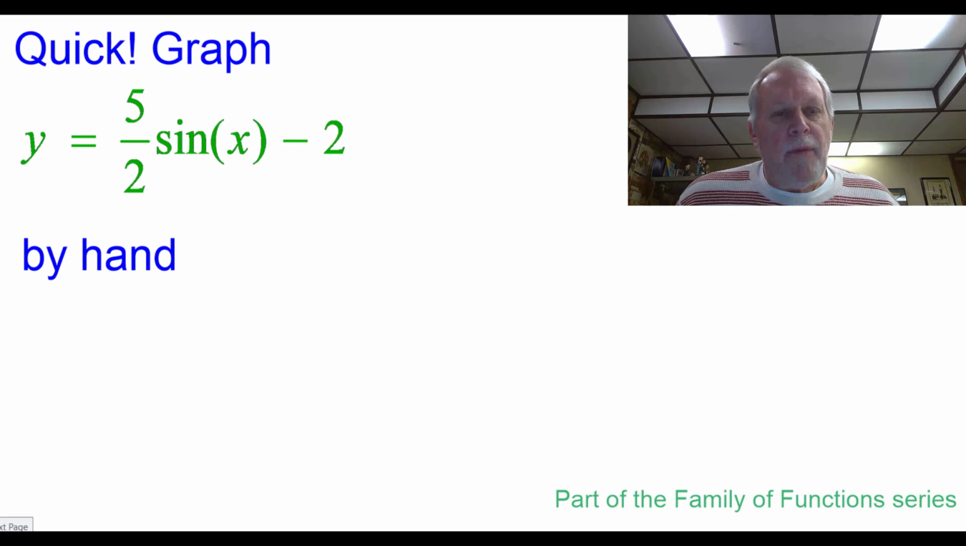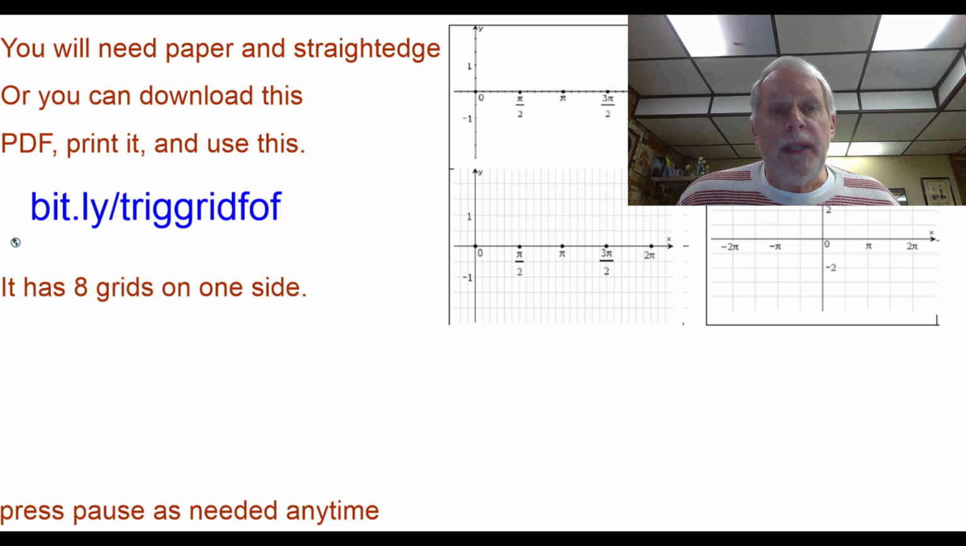Quick, graph y equals 5/2 times the sine of x minus 2 by hand. This is part of the family of functions series. You will need paper and straight edge, or you can download this PDF. Press pause as needed anytime.